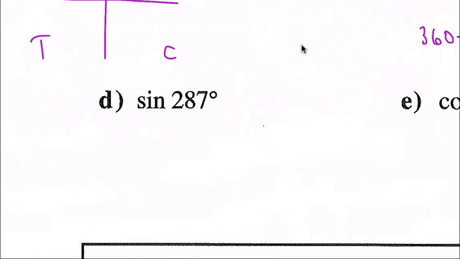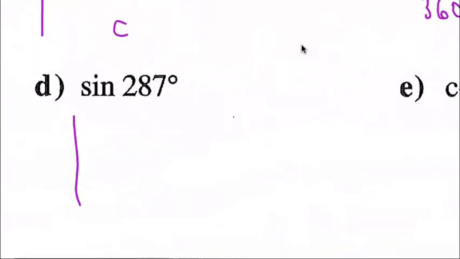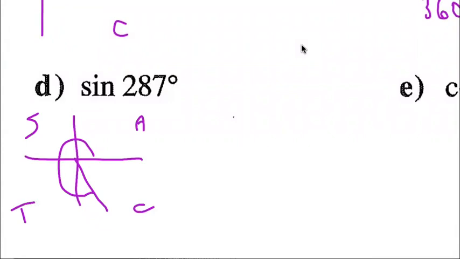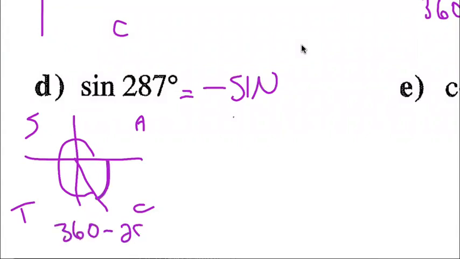Here's question D. Hopefully you paused your video and tried it. Sine 287 is going to end here somewhere in quadrant 4, CAST, where cosine is positive. So that means it's going to be negative sine, and this reference angle would be 360 minus 287, which is equal to 73, sorry, 73. 52 is my next one.